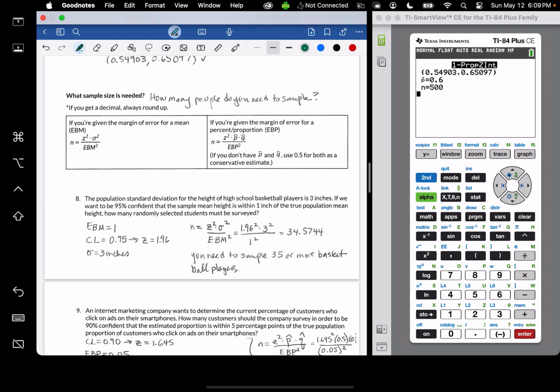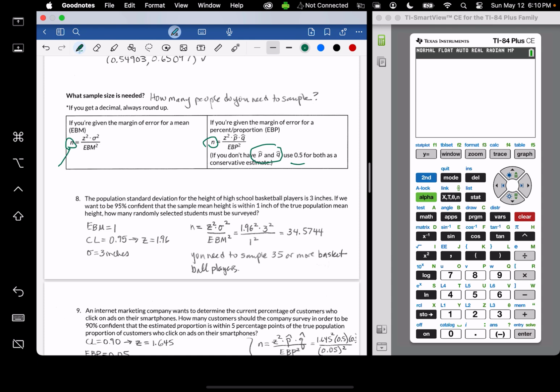So 2 different formulas, and again, what this is giving me is the sample size needed, N. And this would be something that a researcher would need to know. N is equal to z squared sigma squared over EBM squared. Or, if you're talking about a population proportion, z squared p hat q hat over EBP squared. And if you don't have the sample proportion yet, then you can use 0.5 for both as a conservative estimate.